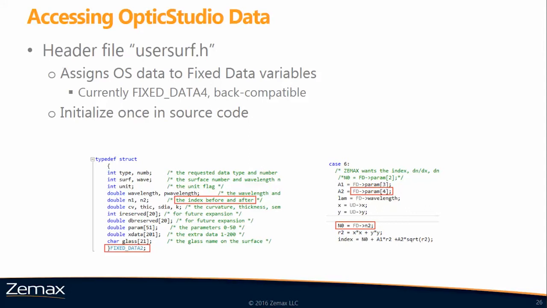We can use this data in our DLL with the code shown, where FD directs the program to the fixed data group, and the phrase following it corresponds to a variable pulled from OpticStudio as defined in the header. This is how we will allow for dispersion in our GRIN surface, as simply using the variable name N2 in our code directs OpticStudio to access the material data we have already defined for the surface.